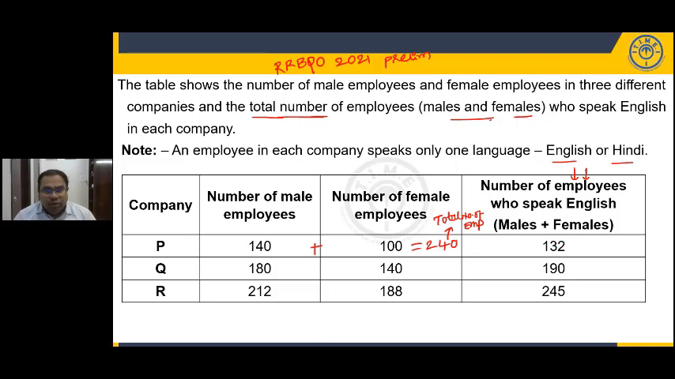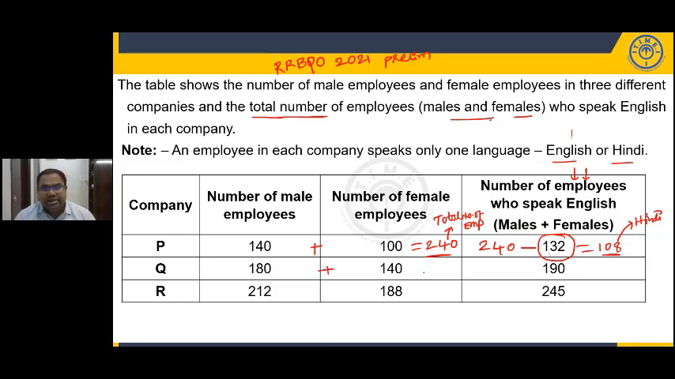Now, out of 240 total employees, 132 speak English. If I subtract, I'll get 108. What about these 108 employees? These people will speak Hindi. This is my second point. So 140 plus 100 is 240, my total employees. Out of total employees, male and female together, 132 speak English. If I remove English, the remaining 108 speak Hindi. How do you know, sir? The employees either speak English or they speak Hindi. So 240 minus 132 is 108, which is nothing but Hindi.